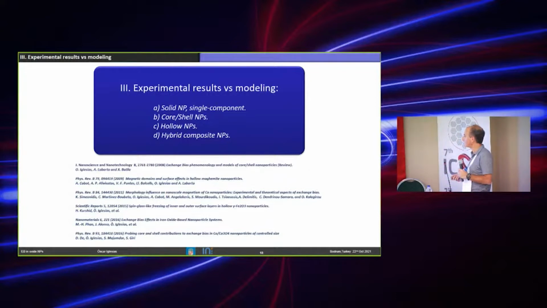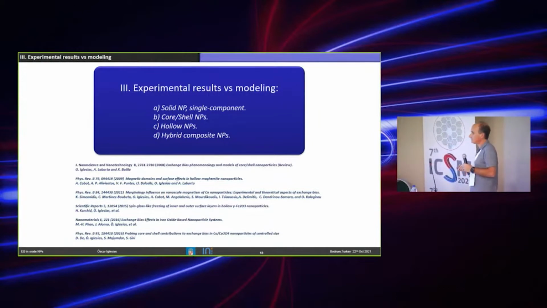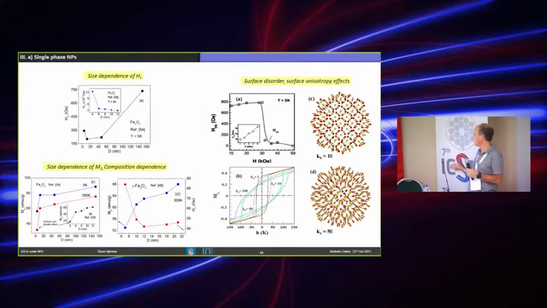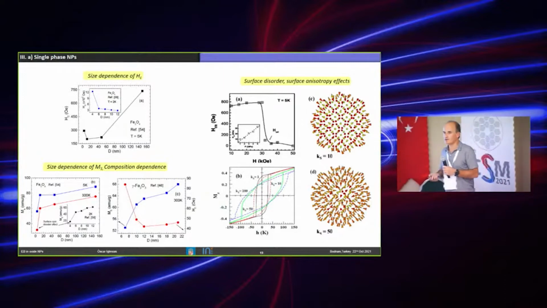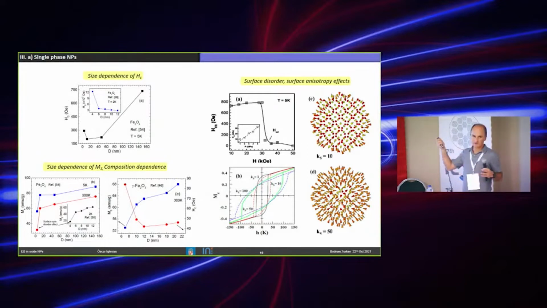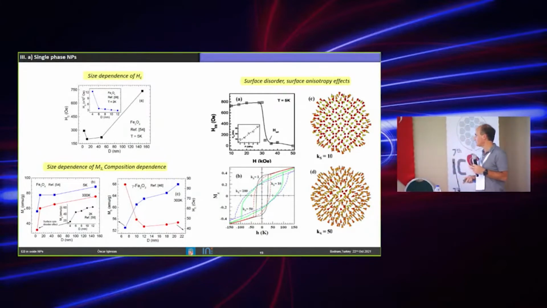And now let's move to the main part of my talk, in which I will make a journey through different nanoparticle systems which experimentally display exchange bias, and try to unveil what the origin is with the help of some theory. So the first example is a single-phase nanoparticle. Many times exchange bias is observed in single-phase nanoparticles, but this is not a genuine exchange bias effect. You see a loop shift because you haven't reached saturation, as in some examples in the previous talk with the antiferromagnet.